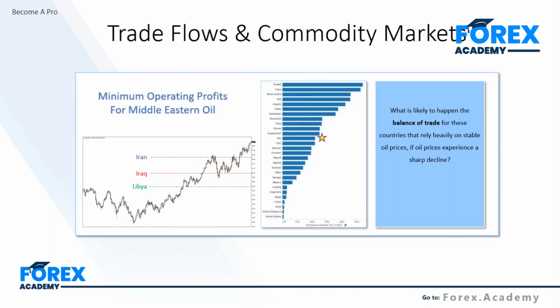Again, with trade flows and commodity markets, we can analyze all of these specific moves across asset classes. When we analyze trade flows and capital flows, we understand that they have a very important role to play in pricing all asset classes. What is likely to happen to the balance of trade for countries that rely heavily on stable oil prices if oil prices experience a sharp decline?